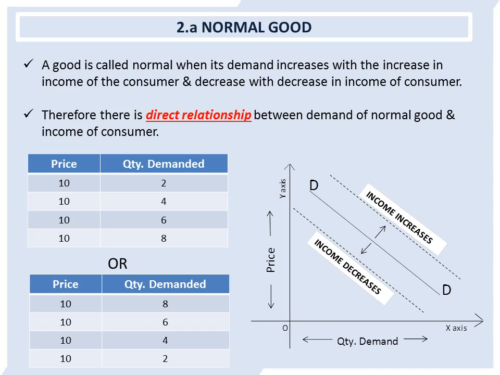The same thing can be shown on the diagram. We take quantity demanded on x-axis and price on y-axis. We have DD demand curve. DD curve moves rightward when income increases and moves leftward when income decreases.